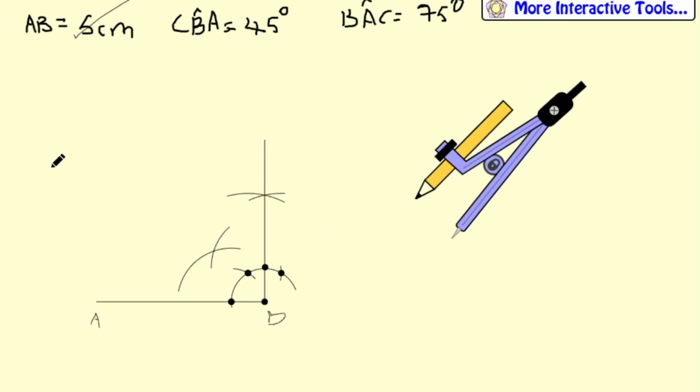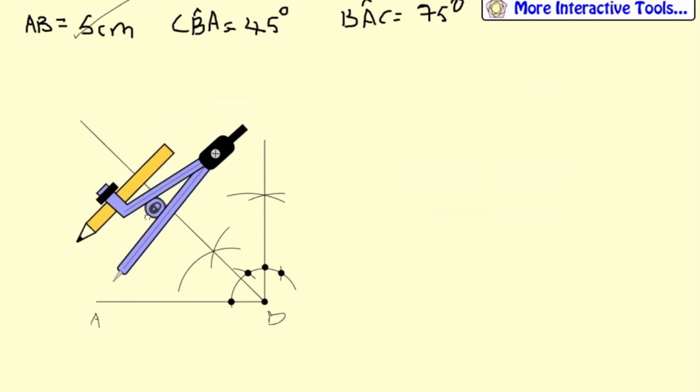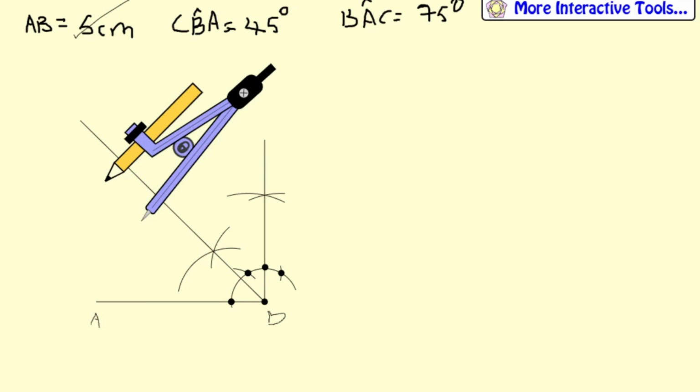Scribe from the 90 and then we draw a line. This is a long line because we don't know where it's going to end up as yet. All right, next thing, let's tick this off because that is done. We need to get BAC now, which is 75.